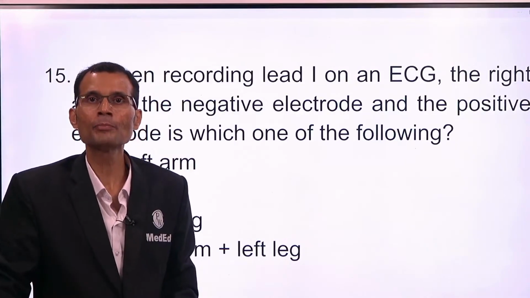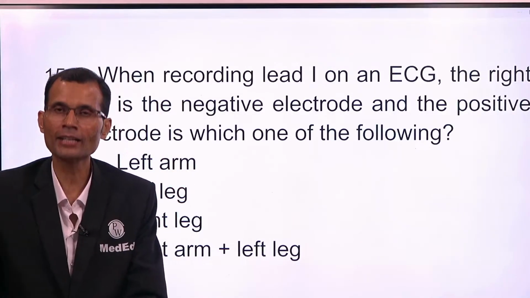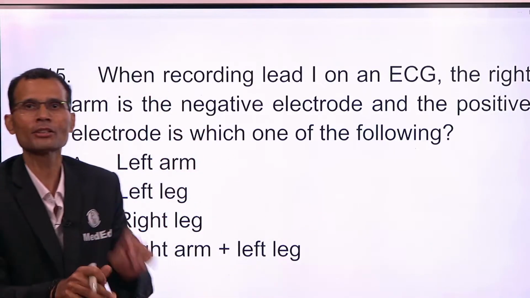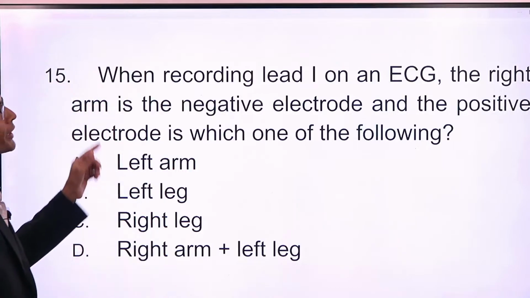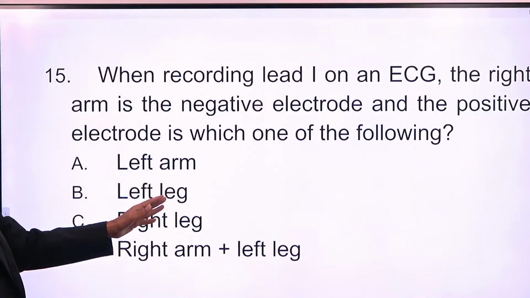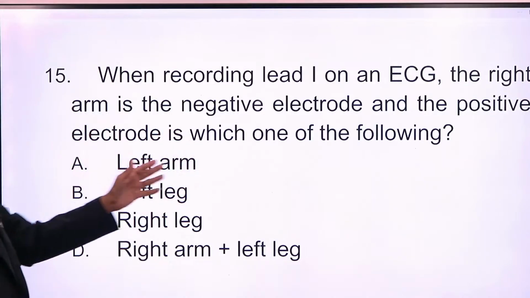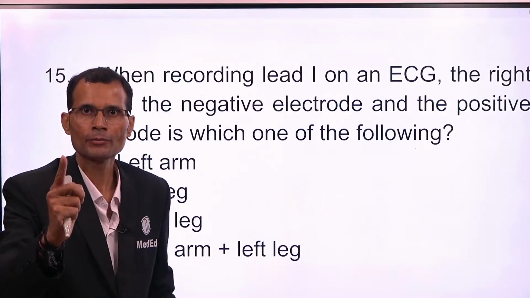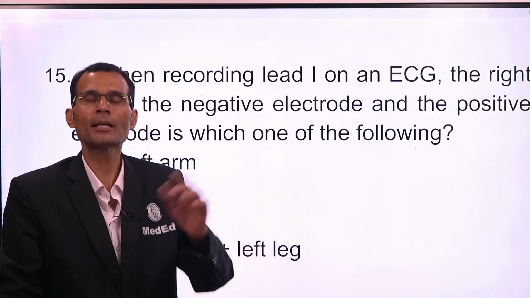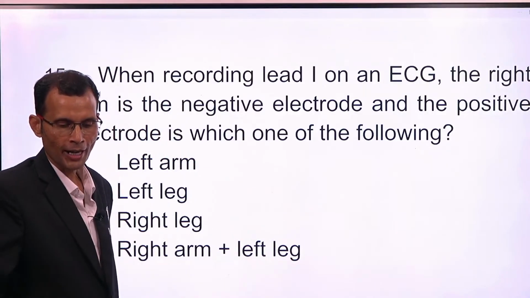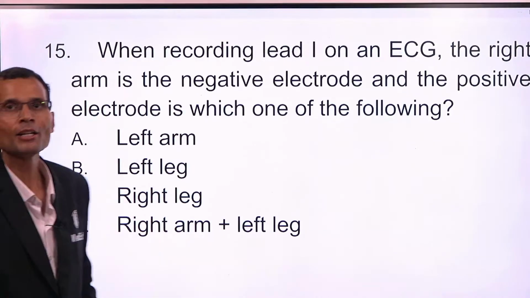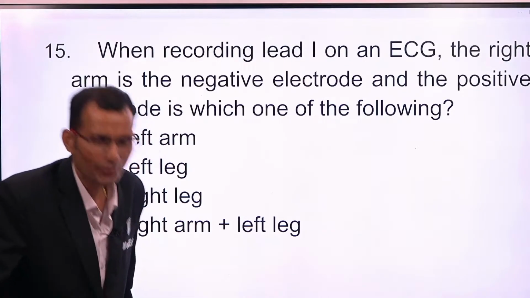चलिए अगला एमसीक्यू है. वो तो आप ऐसे खड़े खड़े आंसर दे सकते हो, खड़े खड़े या बैठे बैठे जिस भी पोजीशन में हो, इसका आंसर आप ऐसे ही टाइप कर सकते हो. फटाफट टाइप करो. When recording lead 1 on an ECG, the right arm is negative electrode and the positive electrode is which one of the following? लीड 1 का निगेटिव यहां है, तो पॉजिटिव कहां है ये पूछा गया है. तो मैं रुक रहा हूं आपके आंसर्स के लिए. बता दो कि लीड 1 का निगेटिव अगर राइट आर्म है तो पॉजिटिव कहां है. I am waiting for your answers.